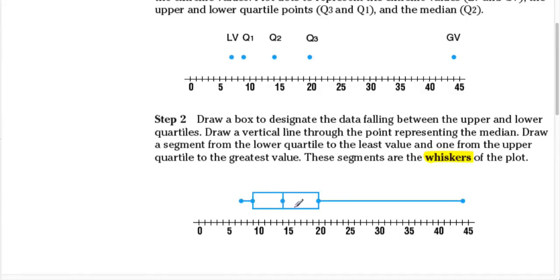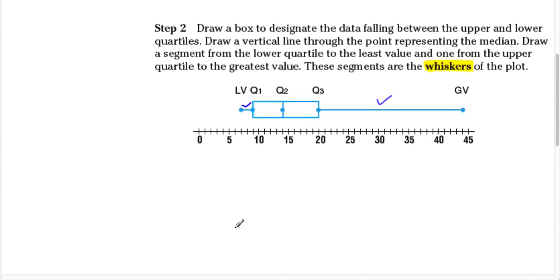And one from the upper quartile to the greatest value. So that's our upper quartile. We draw one to the greatest value. And if you plot them, this is our Q2, our median, Q1, Q3, our greatest value, and our least value. These segments are called whiskers of the plot. These are your whiskers, the line that's drawn. And obviously this is the box, and thus we have box and whisker plots.